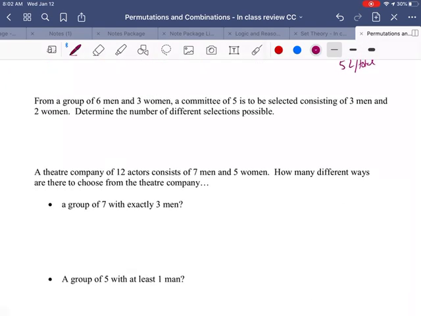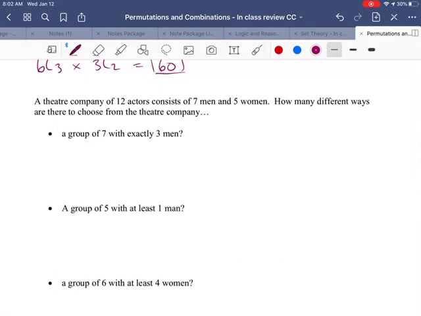All right, from a group of 6 men and 3 women, a committee of 5 is to be selected, 3 men, 2 women. So from the 6 men, you're choosing 3, and from the 3 women, you're choosing 2, and that works out to be 60. A theater company of 12 actors consists of 7 men and 5 women. Exactly 3 men, so 7C3 times 5C4, 175.